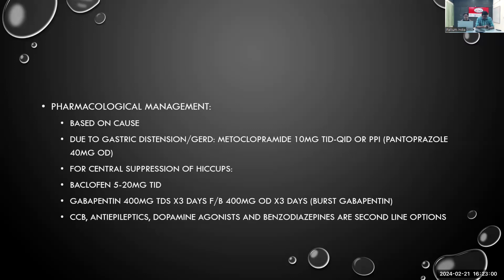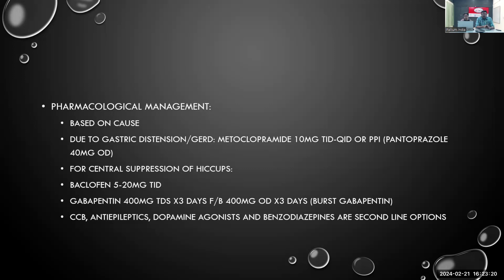In case it's not gastric, it's not something peripheral, it's something to do in the brain. If it's centrally acting, we can try giving a muscle relaxant, that is baclofen. The normal baseline dose is supposed to be 10 milligram thrice daily. Anything between 5 to 20 milligram thrice daily can be used. Again, gabapentin is of use here also. It's a centrally acting drug.